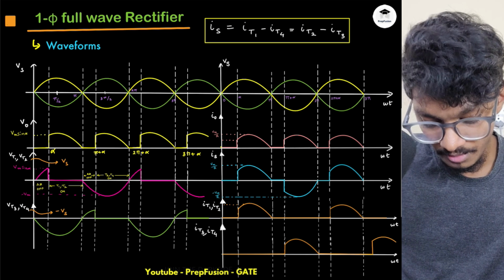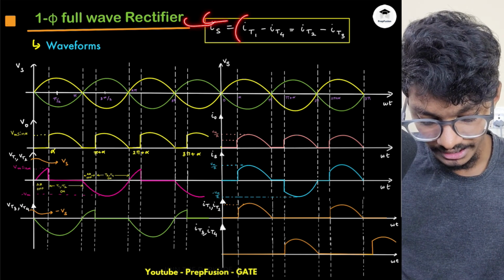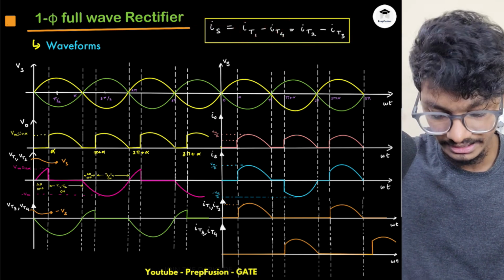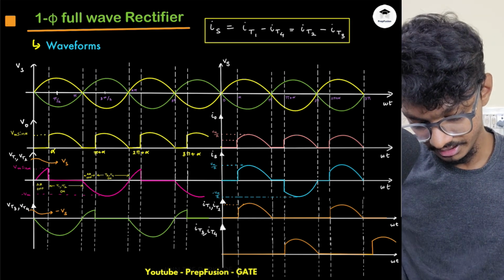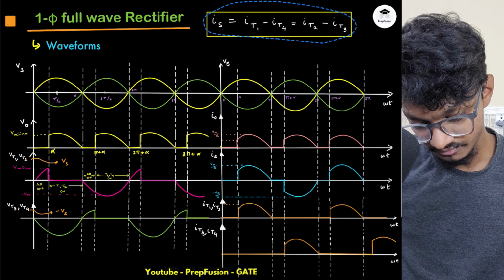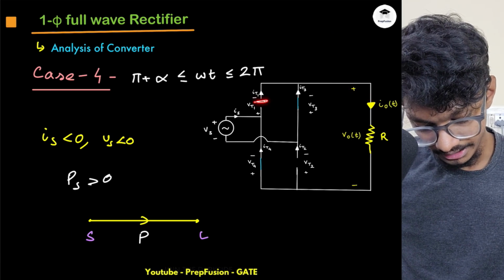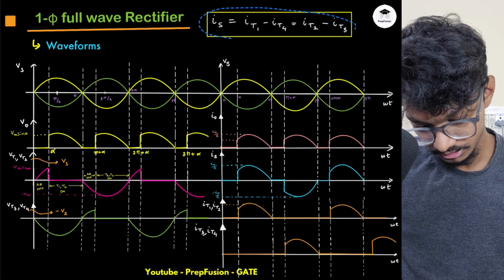So the most important part is my IS, right? My IS is not exactly equal to IO. IS is equal to IT1 minus IT4 and IT2 minus IT3. You can derive that with KCL as well. And what is my IO? IO is a bit different right now. In this case, IO is IT1 plus IT3. So just write my IO as well.